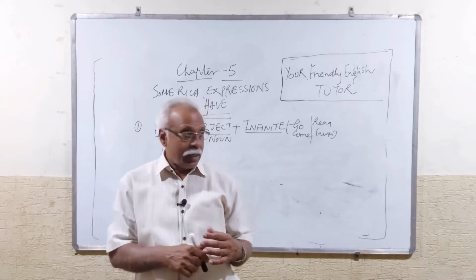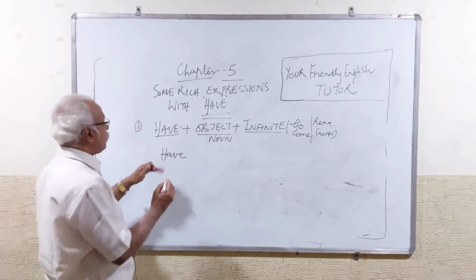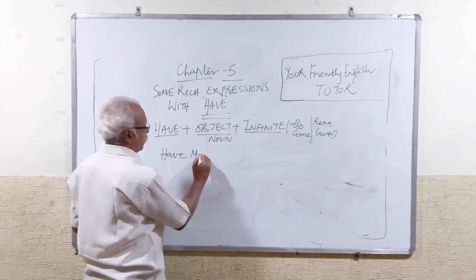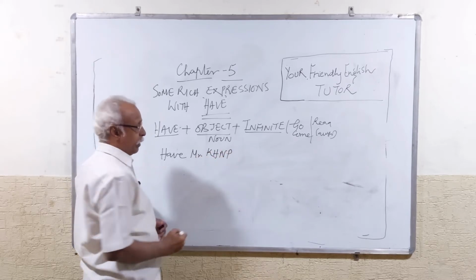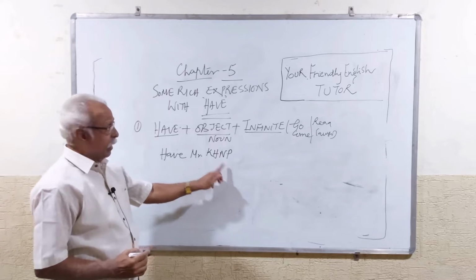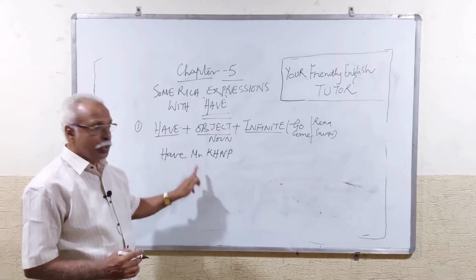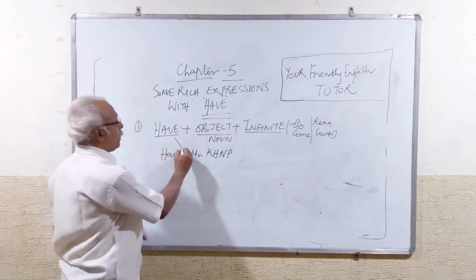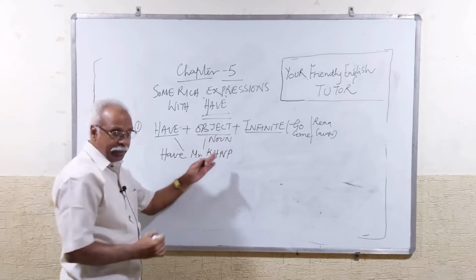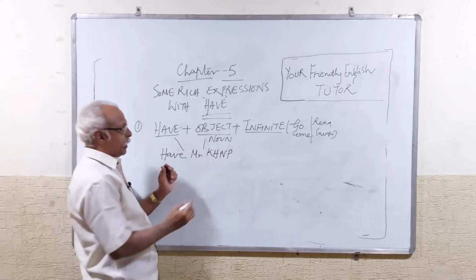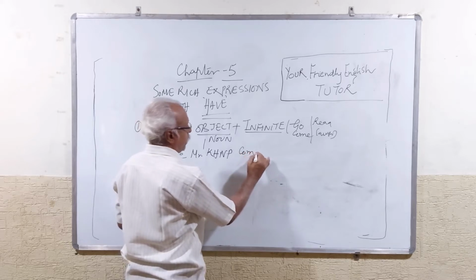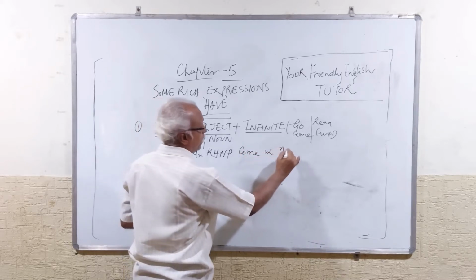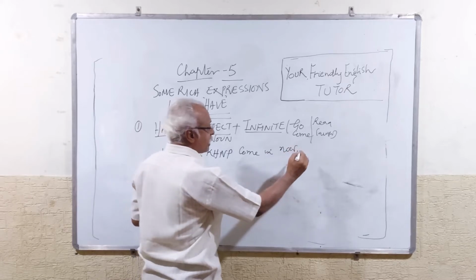At that time, you can say this sentence: Have Mr. K, H, and P come in. See the principle. Have, object. Noun, I told you, a name. Have Mr. K, H, and P come in. Come in now, please.